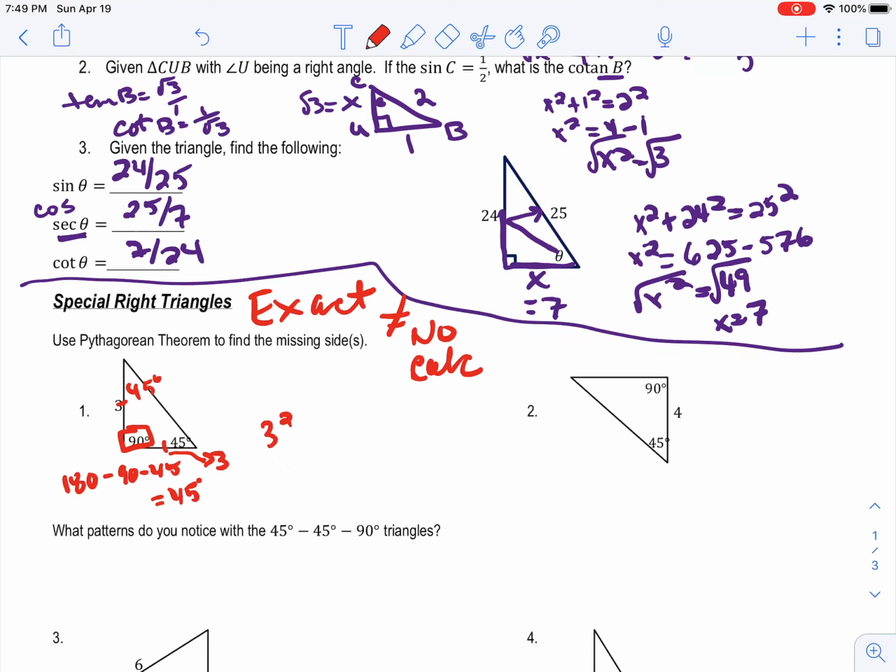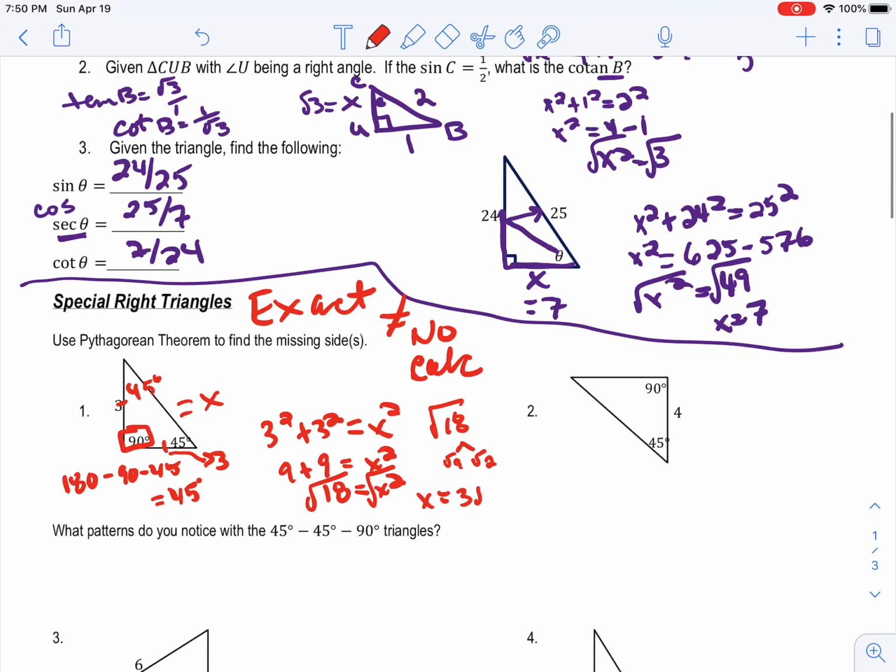So we have 3 squared plus 3 squared equals our hypotenuse squared. So we have 9 plus 9 equals x squared. So we have 18 equals x squared. Take the square root, and we get x equals, now we have to simplify this. Okay, so we have square root of 9 times square root of 2, 9 times 2. So we get 3 square root of 2.